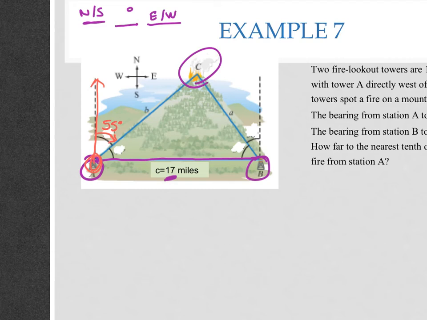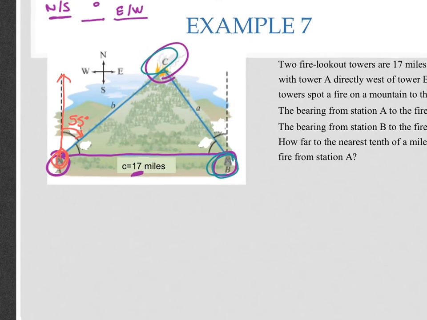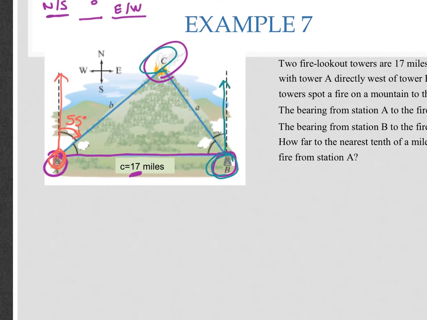Your angle is the opposite of your reference angle, if you think about it. Your reference angle was from the x-axis to the end. The bearing is from the y-axis to where it ends. So the bearing from station B to the fire, which is from here to here, is north, so I'm going up again, 40 degrees west, which is left. How far to the nearest 1/10 of a mile is the fire from station A? So my fire is up here, station A is up here, which means I'm solving for side B. How do I find it?